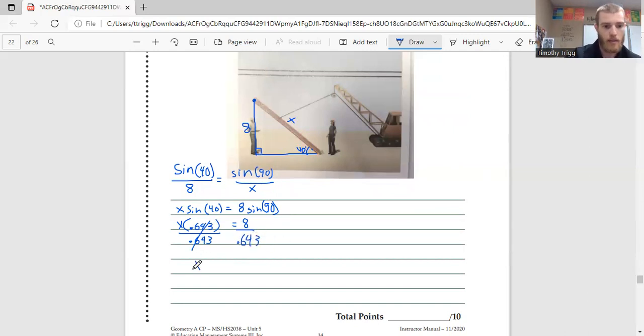Okay, so that gives us x, the length of the beam, equals 8 over 0.643. So in this case, the length of the beam is 12.44 feet. Okay. Now we're going to need this information as well a bit later.